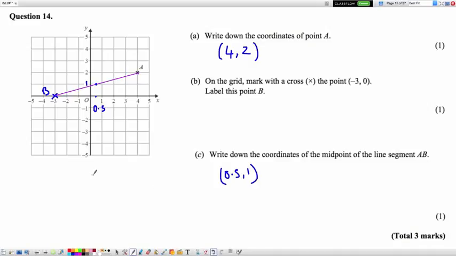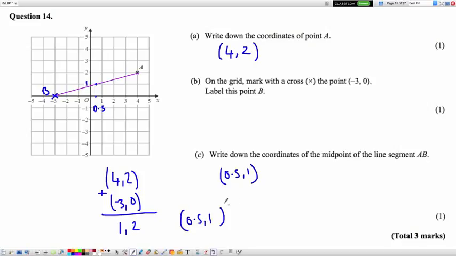Another way of finding the midpoint of the line is to write down the two coordinates. So for A, that's 4, 2, and for B, that's -3, 0. We then need to add them together. So 4 adds -3 is 1, and 2 plus 0 is 2. Then we halve, divide by 2, 0.5 and 1. So we see here we've got the same answer.